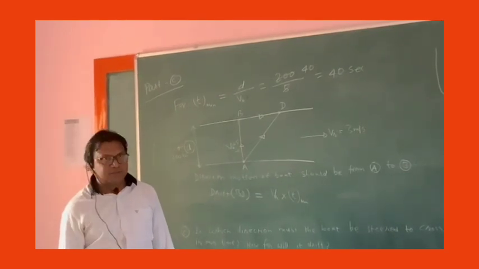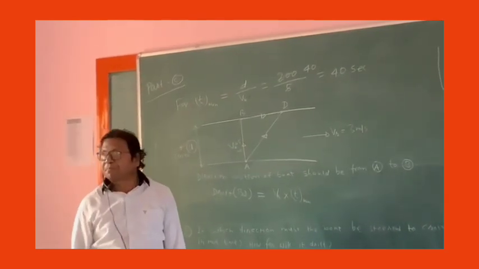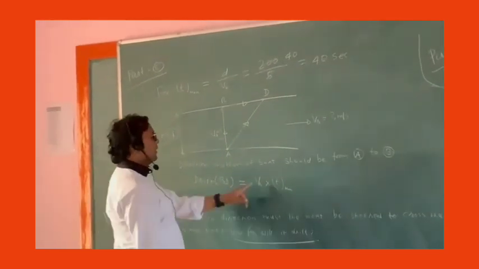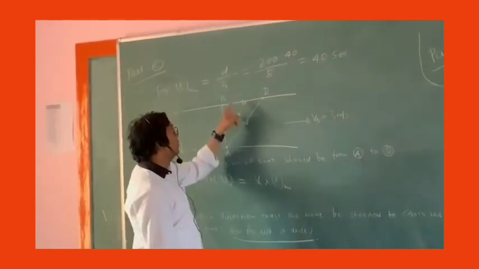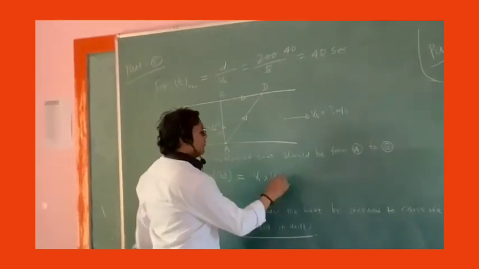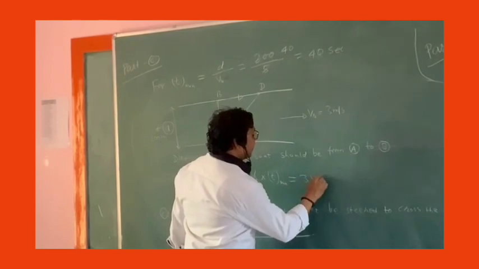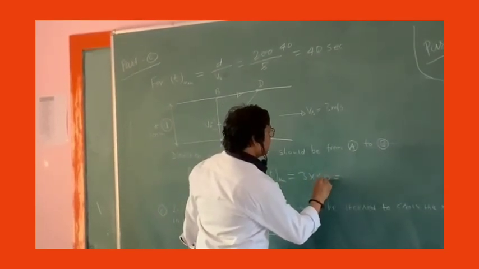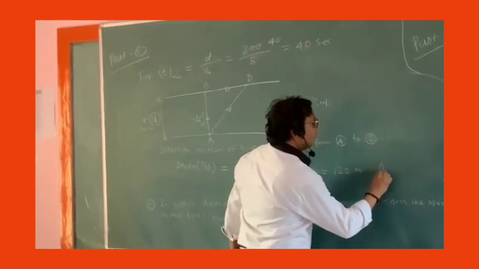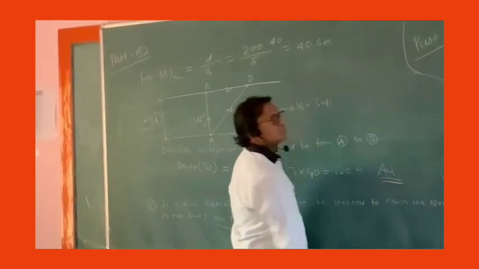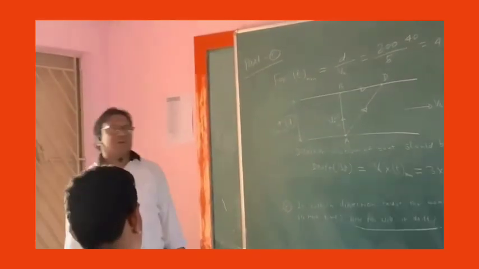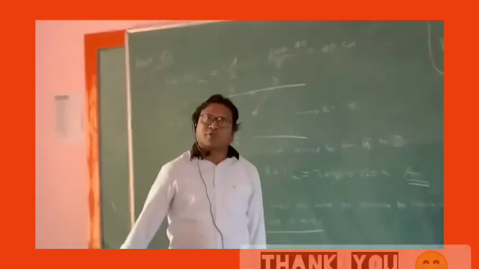Are you getting my point? Everyone getting? So VR into T minimum will give you drift BD. So VR is 3 and time is 40. So this is 120 meter. This is the final answer for drift. Is it clear to all? Okay, so note it down. Okay, thank you.